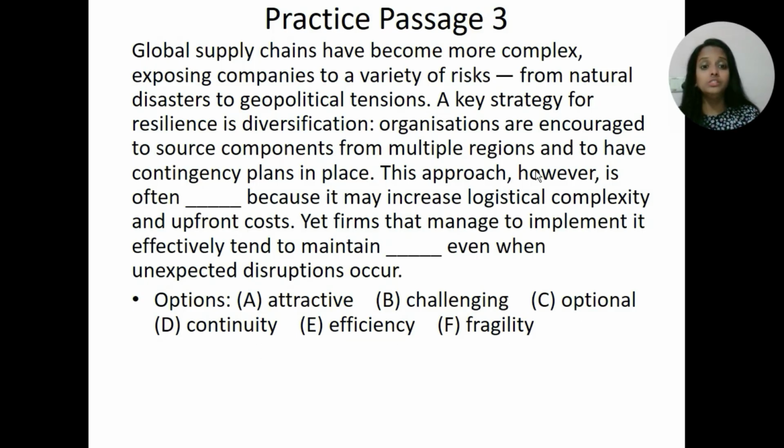For the first dash, this approach, however, is often dash. It's something about difficult because of complexity or cost, right? If you read the entire sentence, you will understand that. So challenging is the correct option for the first dash. And for the second one, the ongoing operation, right? Which means it continues to exist or is happening already, that shows continuity. Okay. For the first one, the answer is challenging, and for the second dash, it's continuity.